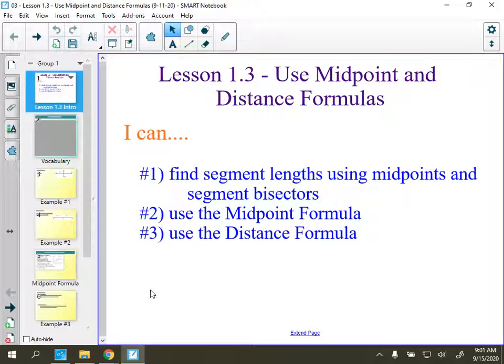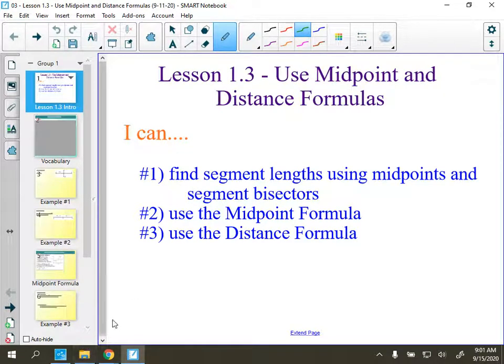All right, welcome to the 1.3 notes here. We're going to be going over the midpoint and distance formulas, a little bit of vocab initially here, talking about what exactly is a midpoint, what exactly is a segment bisector before we get to those formulas. Okay, a little bit of algebra as well involving those concepts. So let's just jump right in, get to it here.